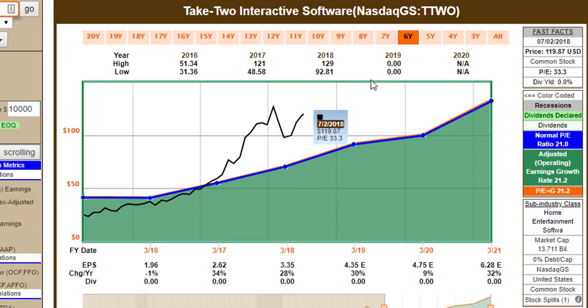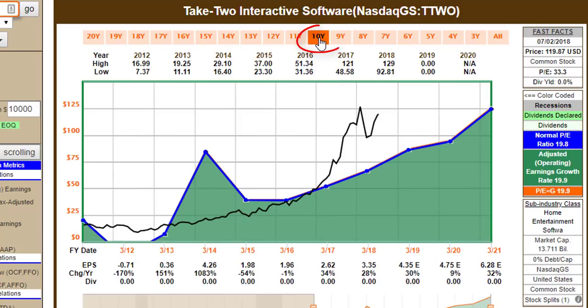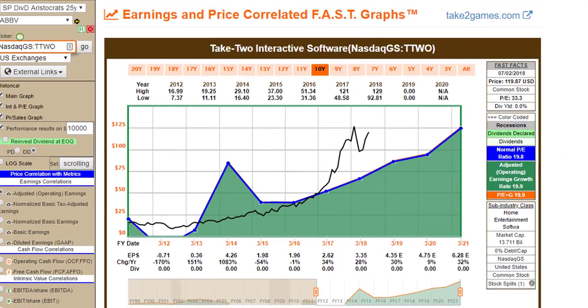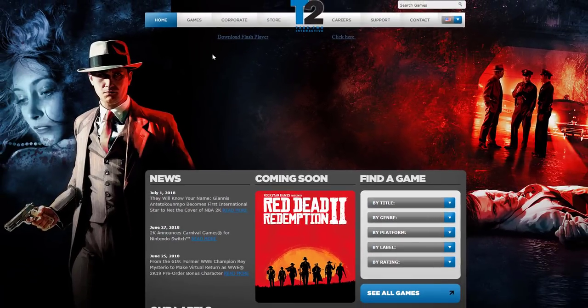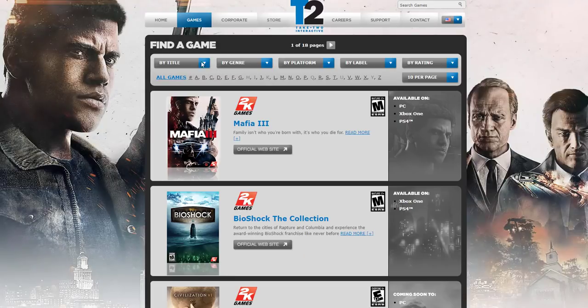But the stock clearly has momentum. If I expand this out a little bit, you can see they've had some pretty good earnings growth here, and the stock clearly has a lot of momentum. So one of the things that you would want to do if this looks interesting to you, the first thing I would do is go, of course, into the company's website, and look at their business, what they do, what kind of games they are. I'm not a gamer, so this doesn't mean a lot to me.